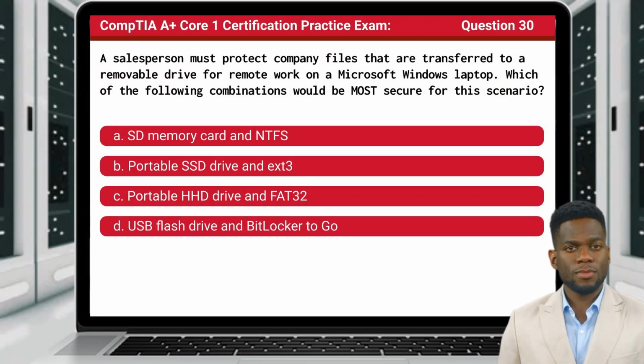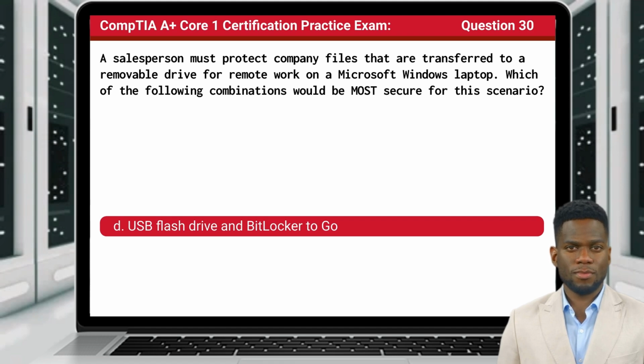Question 30. A salesperson must protect company files that are transferred to a removable drive for remote work on a Microsoft Windows laptop. Which of the following combinations would be most secure for this scenario? The answer is D. USB flash drive and BitLocker To Go.